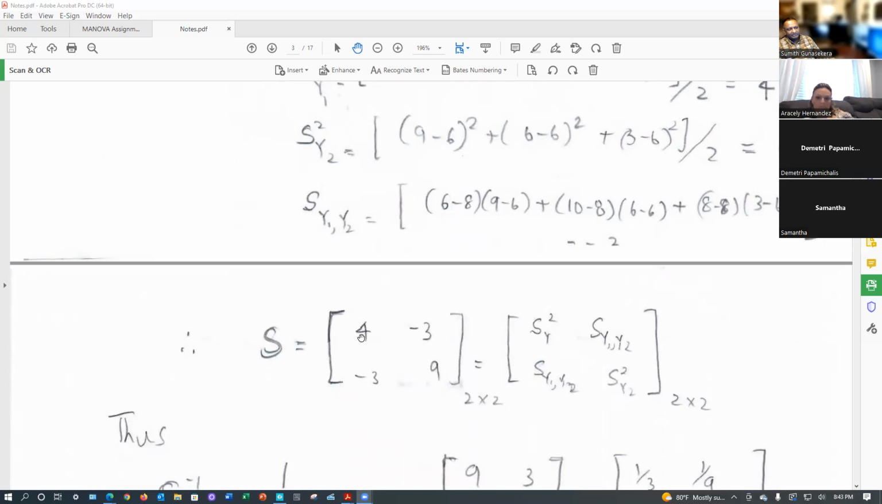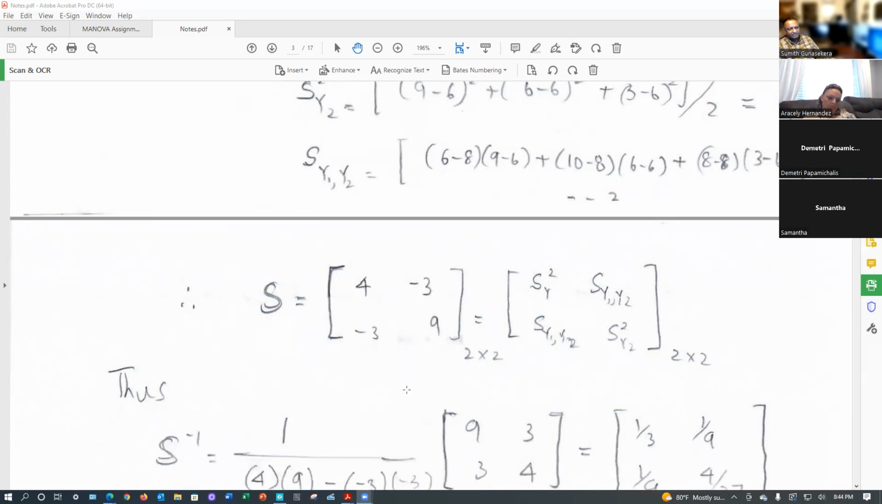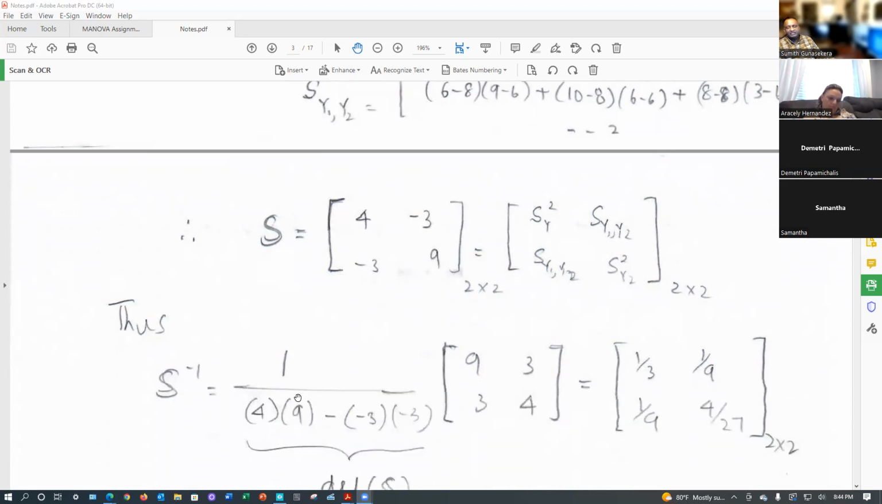This is the variance of y1. This is the variance of y2. These are called the major diagonal, or main diagonal. This one is the minor diagonal. On the minor diagonal, you're going to have the covariances being repeated. Or if you want, you can take only the upper triangle or the lower triangle. It doesn't matter. So then you can find its inverse.